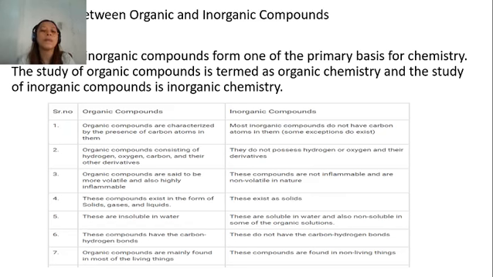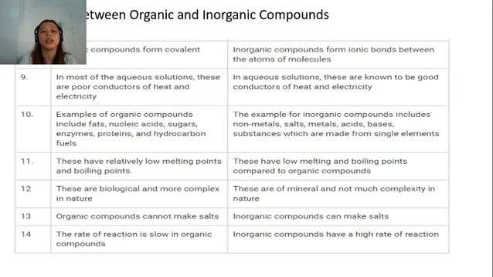Next, organic compounds have the carbon-hydrogen bonds. There is a bond between carbon and hydrogen. Inorganic compounds do not have the carbon-hydrogen bonds. Organic compounds are mainly found in most of the living things because living things are composed of the carbons, and inorganic compounds are found in non-living things. Next, organic compounds form covalent bonds. Inorganic compounds form ionic bonds between the atoms of the molecule.